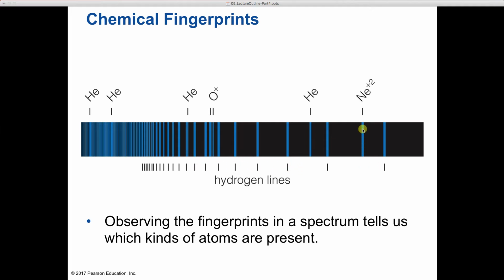And at the same time, you might see other lines that might match what other atoms give off. For example, here's neon 2+, or +2. That's neon with 2 missing electrons. It's ionized neon. This line and some of these lines over here are from helium, regular old plain old helium. There's a couple lines here that are from oxygen, singly ionized oxygen, +1. And so scientists look for these patterns, and they use computers to do it because it can be very complicated. But years ago they didn't have computers, so people had to analyze these patterns, and it took a lot of time. It was not an easy thing to do.